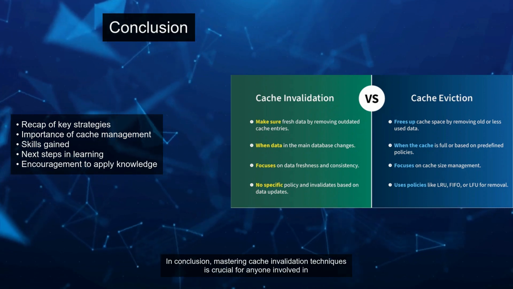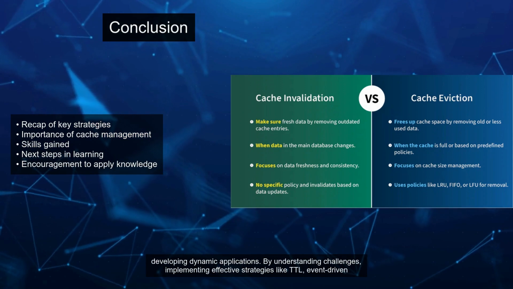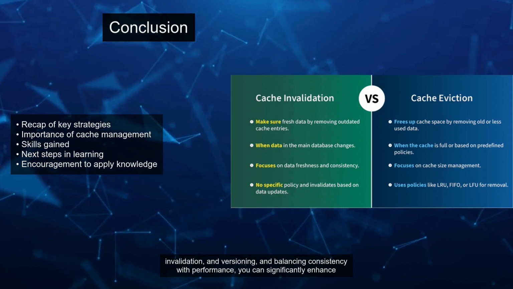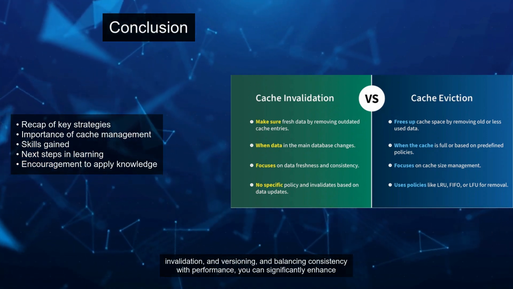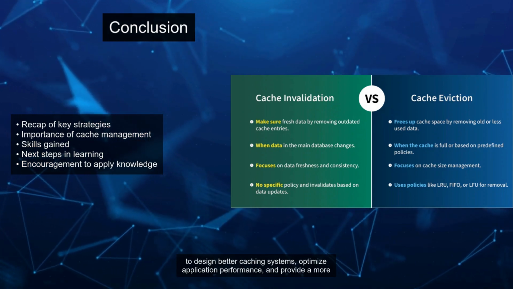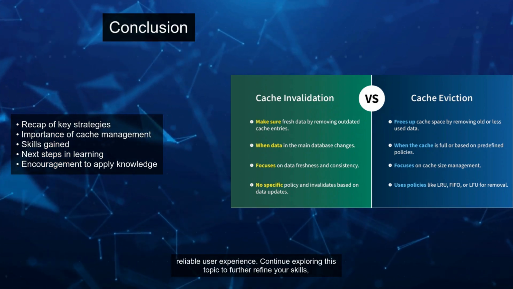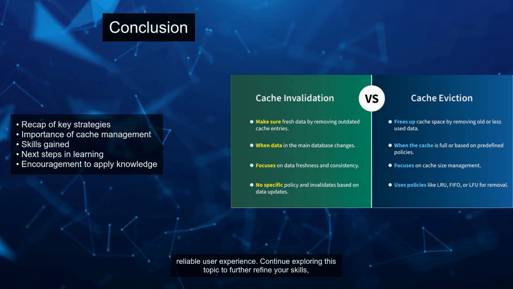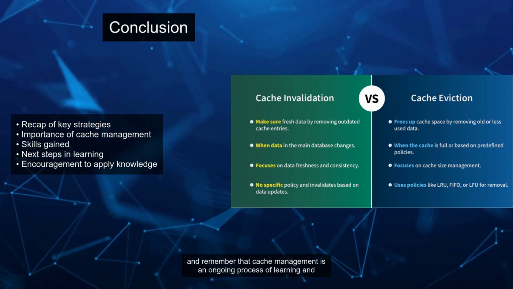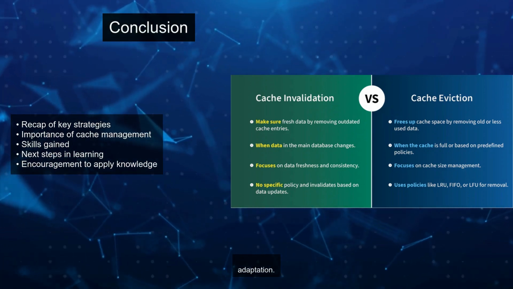In conclusion, mastering cache invalidation techniques is crucial for anyone involved in developing dynamic applications. By understanding challenges, implementing effective strategies like TTL, event-driven invalidation, and versioning, and balancing consistency with performance, you can significantly enhance data consistency and application efficiency. The skills gained today will empower you to design better caching systems, optimize application performance, and provide a more reliable user experience. Continue exploring this topic to further refine your skills, and remember that cache management is an ongoing process of learning and adaptation.